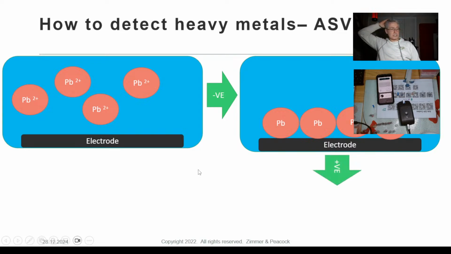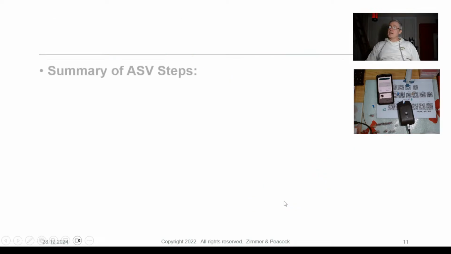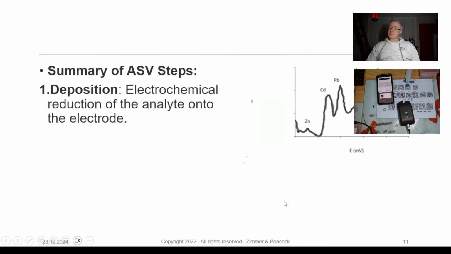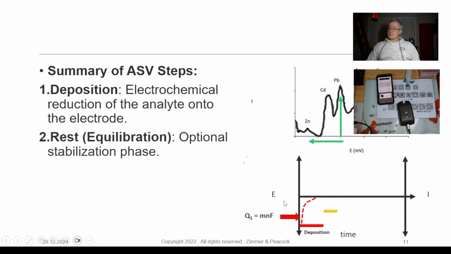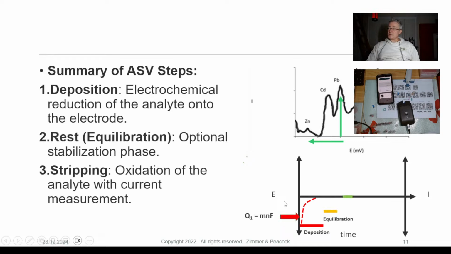We're not so species dependent. We're actually just measuring the total dissolved lead in that sample. And then we take that lead off by voltammetry. So the steps are deposition, where we deposit the lead down. Then we may have a rest time, and then we step the potential to an oxidation, and we basically strip it off, and we get a peak.